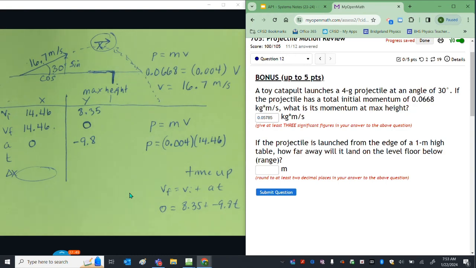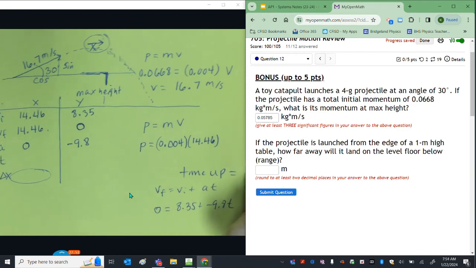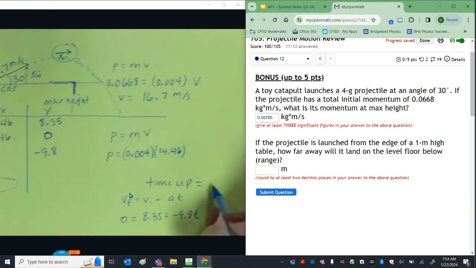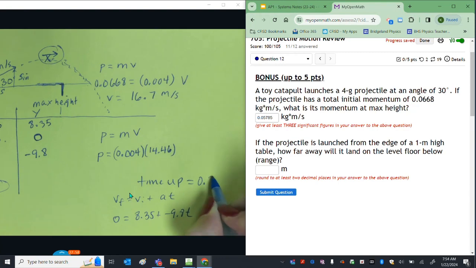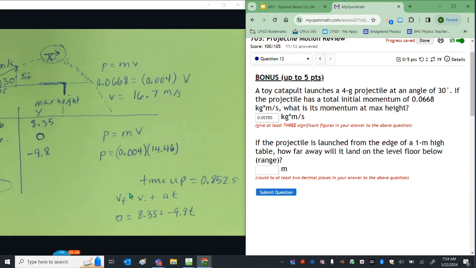That was the exact value I got. But the time up is going to be 0.852 seconds. Okay, that's not my answer. That's just the time it gets up to here.